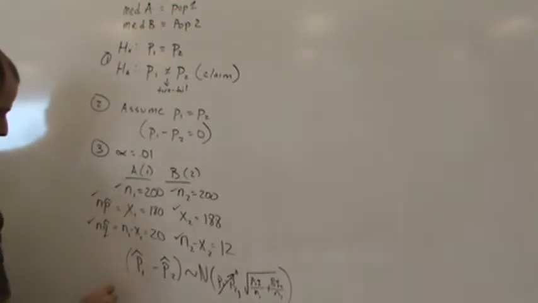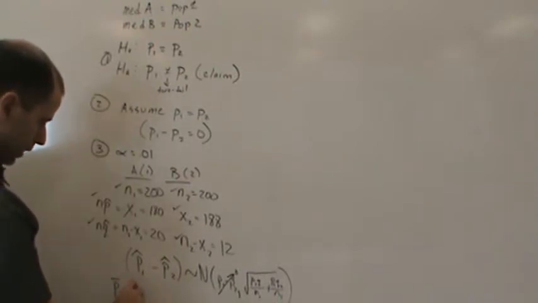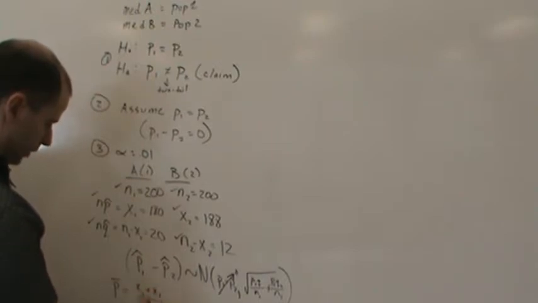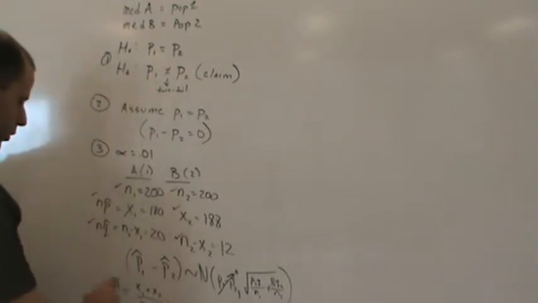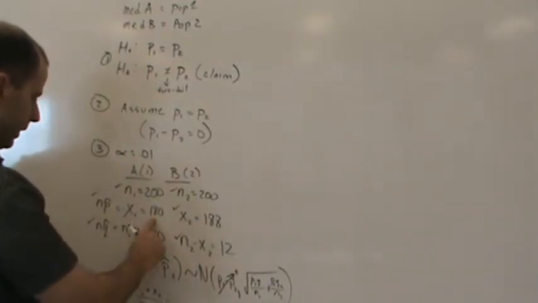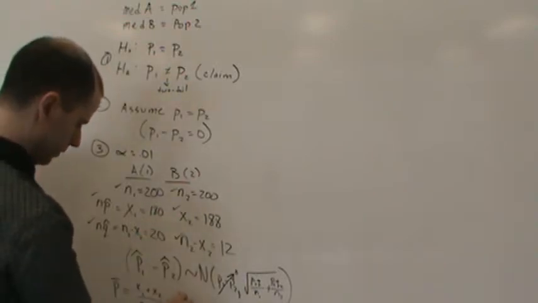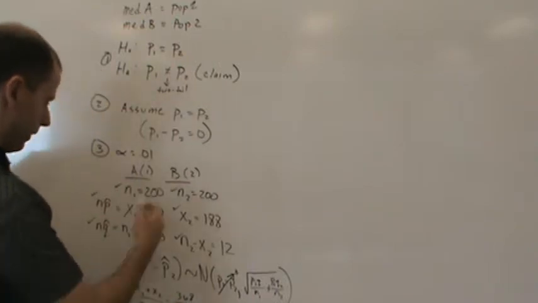And by the way, we also want to calculate p-bar, which in this case, p-bar is what? It's going to be x1 plus x2 divided by n1 plus n2. And so what do we do when we get that? That's 180 plus 188. Well, that's going to be what? 368, right? Yeah. That's going to be 368 divided by 400.